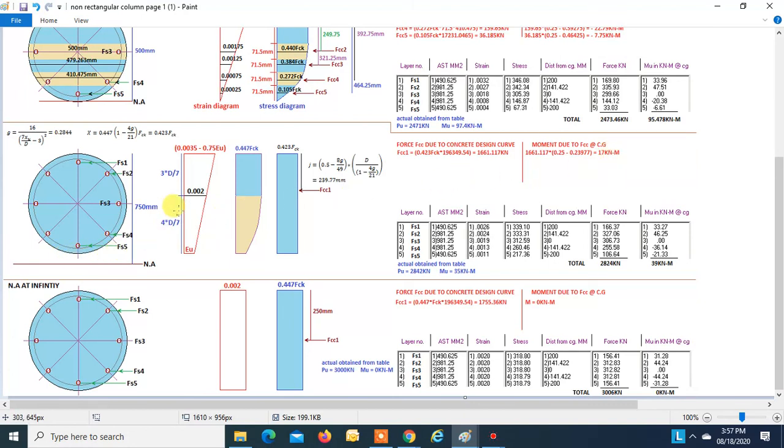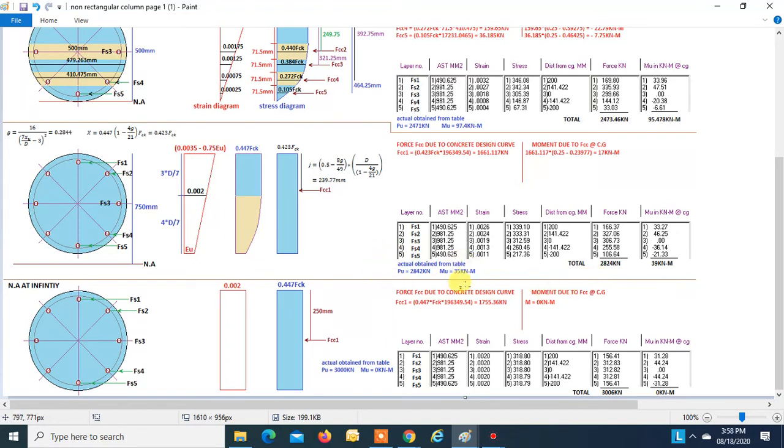Now then again, find the forces Fs1, Fs2, Fs3, Fs4, Fs5. Same steps to be followed, as all the forces are compressive, so all are positive. This will give an anticlockwise moment, so positive. This will give an anticlockwise moment, so positive. This will give a clockwise moment, so negative. This will give a clockwise moment, so negative. When you add this up, P is 2824 and M is 39. Actual is P is 2842 and M is 35. So very little difference is there in actual and manual calculation. You can always do the manual calculation with some error, maybe 4 to 5% or 6%, right?